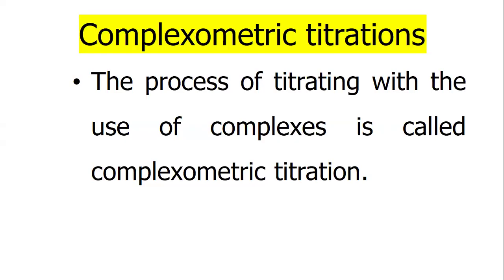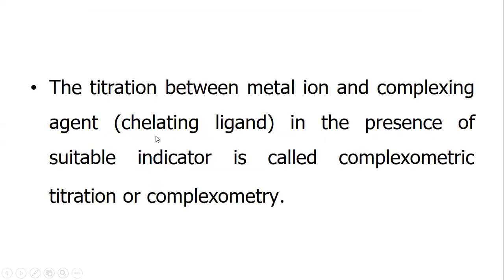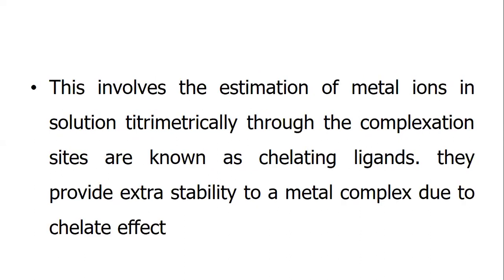Okay, complexometric titration. The process of titrating with the use of complexes is called complexometric titration. The titration between a metal ion and a complexing agent, the chelating ligand, in the presence of a suitable indicator is called complexometric titration or complexometry. This involves the estimation of metal ions in the solution titrimetrically through complexation.